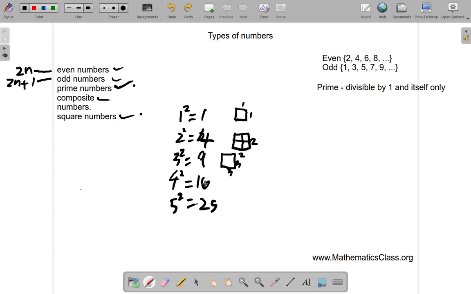With 16, can you find the square root and get an integer? Yes, it is 4. So in this case, 16 is a square number because you can get it by squaring another number, which is an integer, which is 4. Same thing applies to 25, and so on and so forth. Those are square numbers. Alright, so that will be it for now on these types of numbers. We'll continue with this topic at a later date.